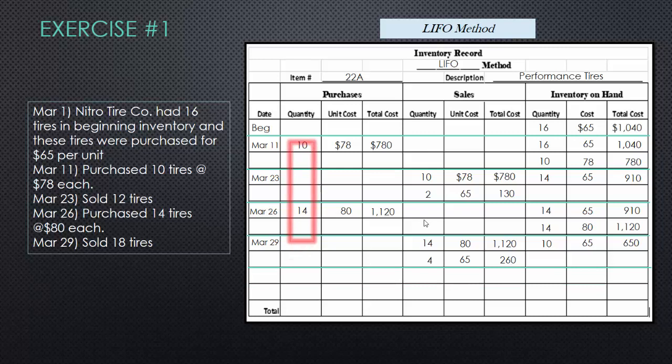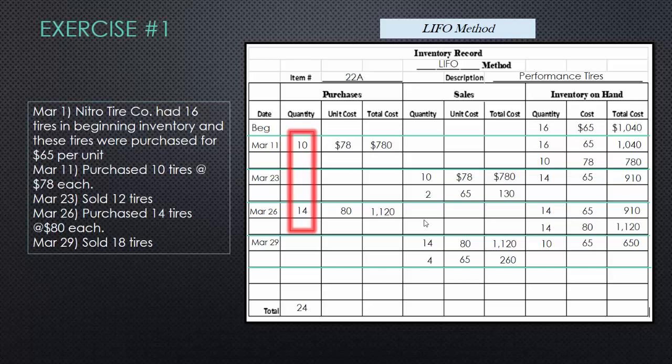Then we need to figure out our totals. So total quantity purchased is easy enough. On March 11th, we purchased 10 units. On March 26th, we purchased an additional 14 units. In total, during the month, we purchased 24 units.